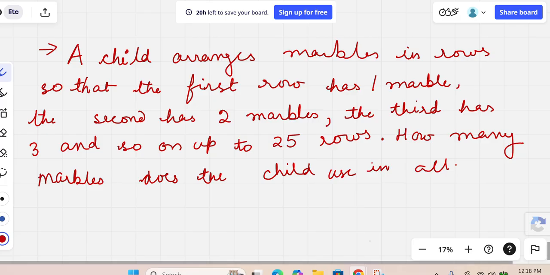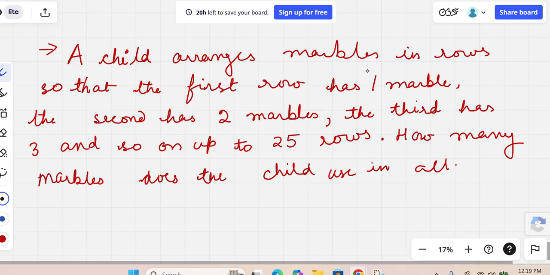Ma'am, this one's easy, right? We just find A, which is 1. Then we use the sum formula. What is the answer? Ma'am, we have to use the equation which I told, right? Like n into n plus 1 by 2. Ma'am, is it fine if we use the other one? Like Sn equals n by 2 into 2a plus n minus 1 into d.